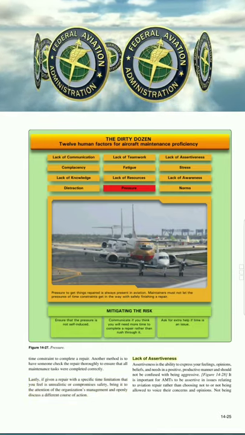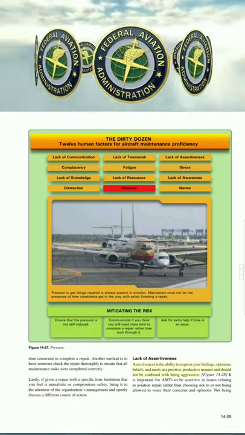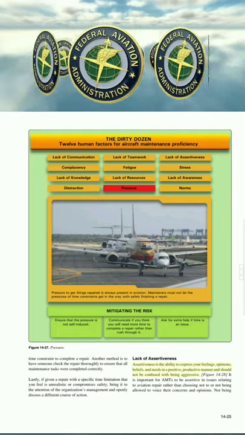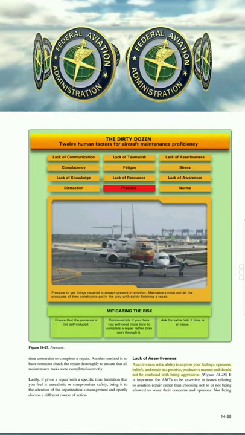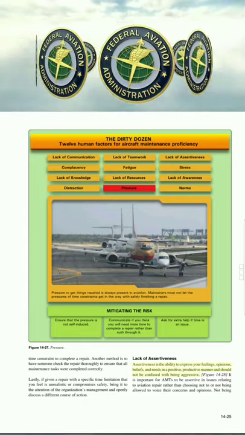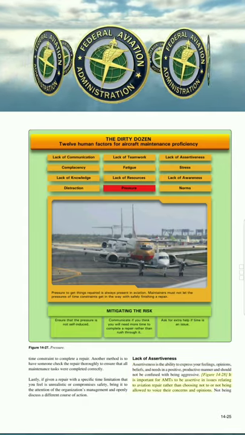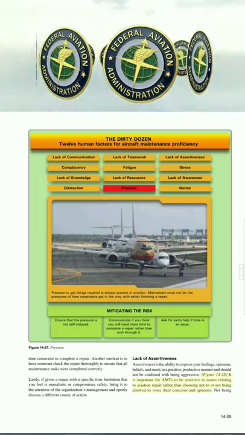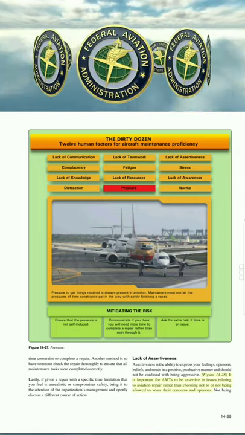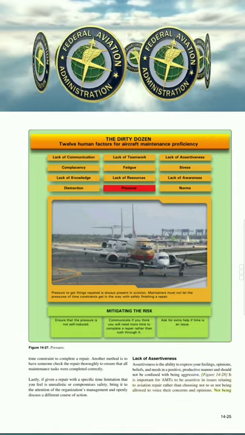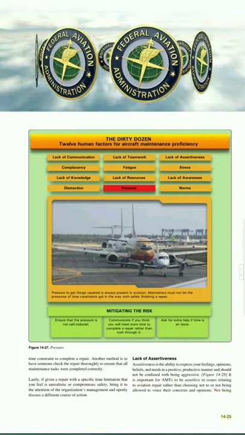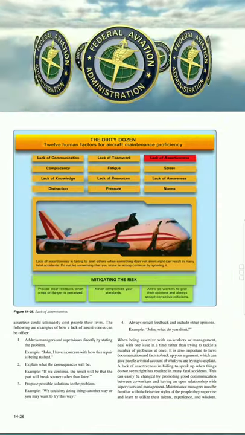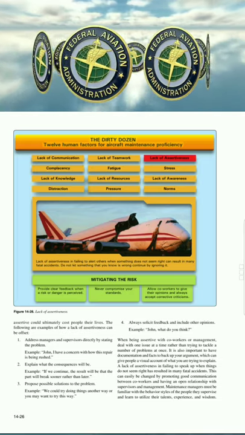Lack of assertiveness. Assertiveness is the ability to express your feelings, opinions, beliefs, and needs in a positive, productive manner and should not be confused with being aggressive. Figure 14-28. It is important for AMPs to be assertive in issues relating to aviation repair rather than choosing not to, or not being allowed to voice their concerns and opinions. 14-25.